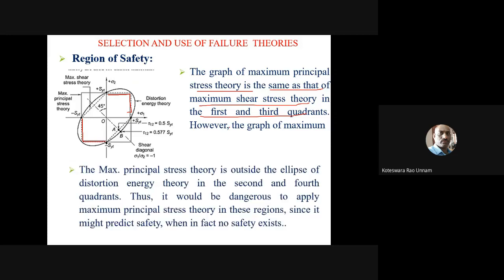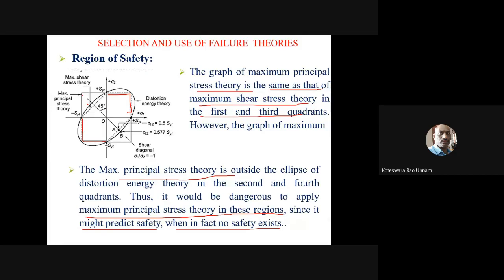However, in the other two quadrants, the second and fourth quadrant, the graph of the maximum principal stress theory is outside the ellipse of the distortion energy theory. So they are outside of your ellipse. Thus it would be dangerous to apply maximum principal stress theory in this region, since it may predict safety when in fact no safety exists.